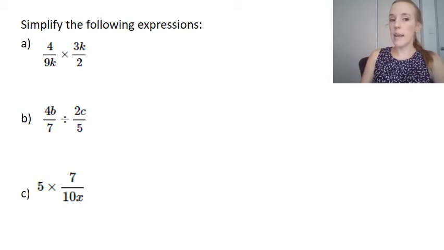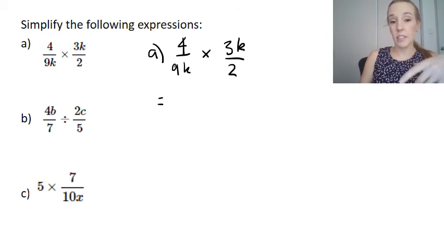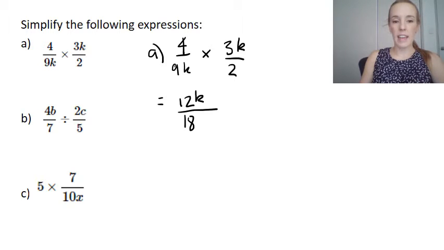Now we've got 3 more examples. I'll just start off with the first one. So 4 over 9k multiplied by 3k over 2. Now, you can cancel now or you can wait to the end. So 4 times 3 will give you 12k. 9 times 2 will give you 18k.